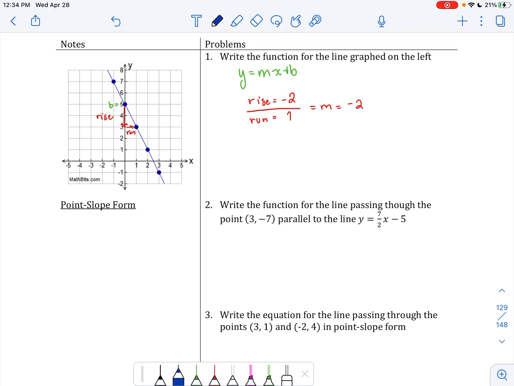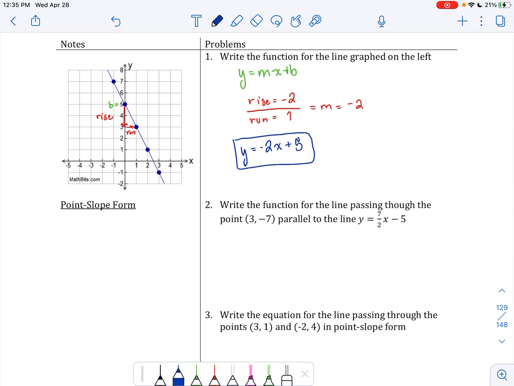Now all I need to do is plug those pieces of information into my formula. So y is equal to m, which is negative 2x, plus b, which is 5. So looking at the graph, I can easily figure out what my function will be.